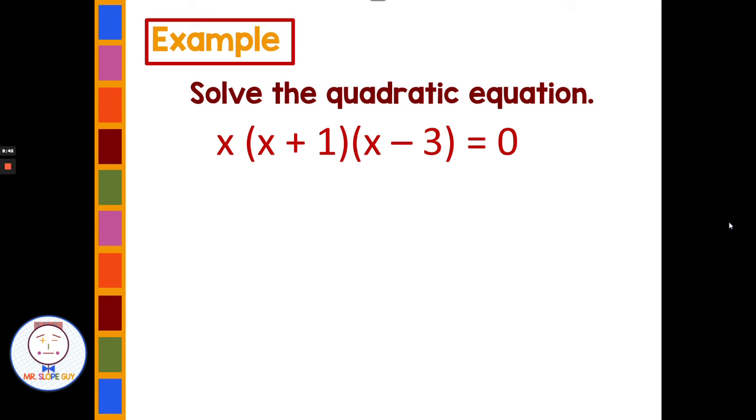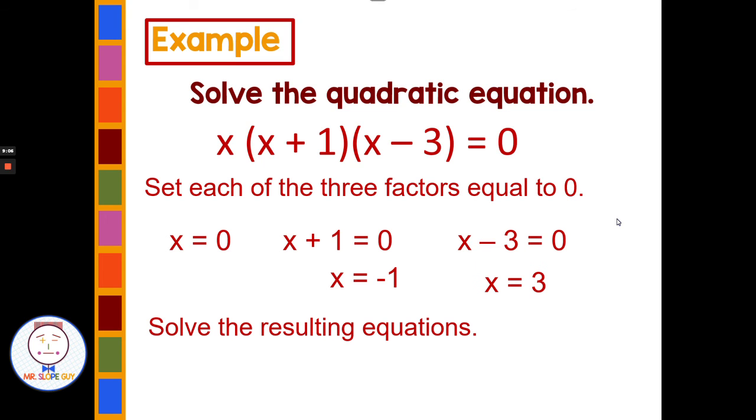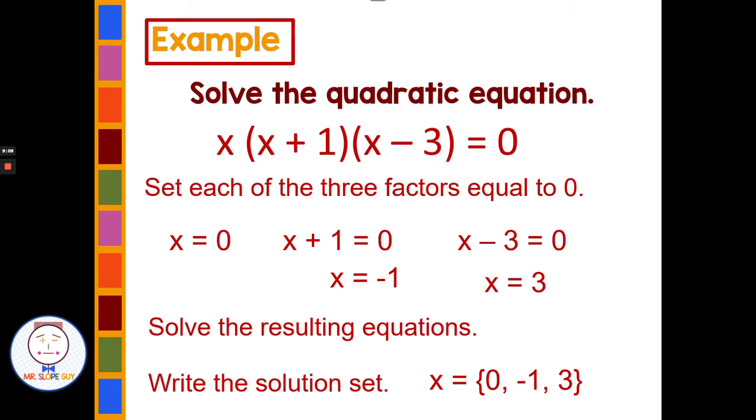So let's say we've factored an equation to get x times x plus 1 times x minus 3 equals 0. Take each part that has a variable, set it up equal to 0. So I could do x equals 0, x plus 1 equals 0, x minus 3 equals 0. Solve my 3 different equations. And I get a solution set of 0, -1, and 3. So my degree in this case equaled my number of solutions.